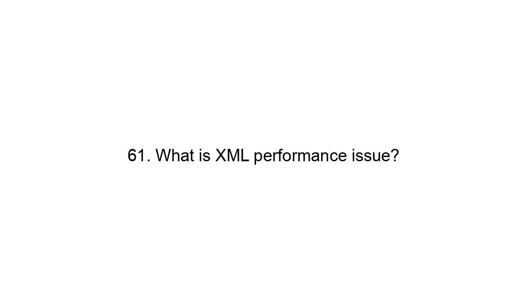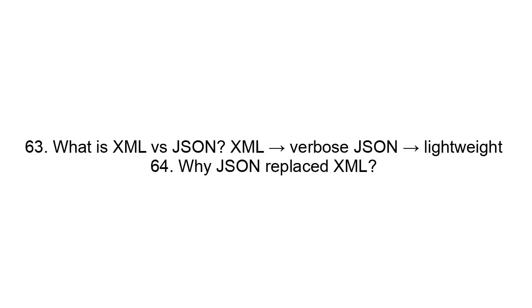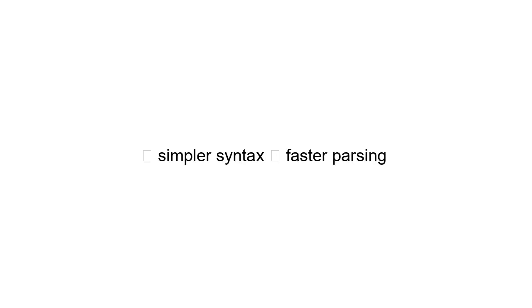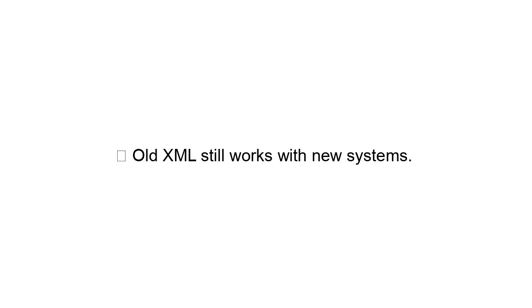61. What is XML performance issue? Large file parsing overhead. 62. How to optimize XML? Use SAX parser. Reduce nesting. 63. XML versus JSON. XML means verbose, JSON means lightweight. 64. Why JSON replaced XML? Simpler syntax. Faster parsing. 65. What is XML schema evolution? Updating structure safely. 66. What is backward compatibility? Old XML still works with new systems.